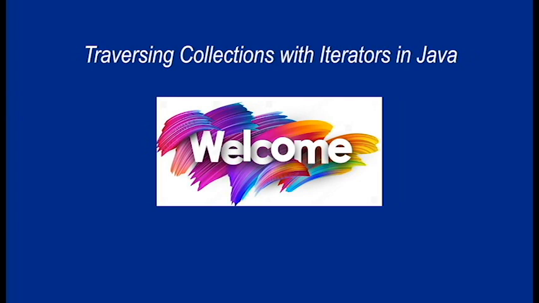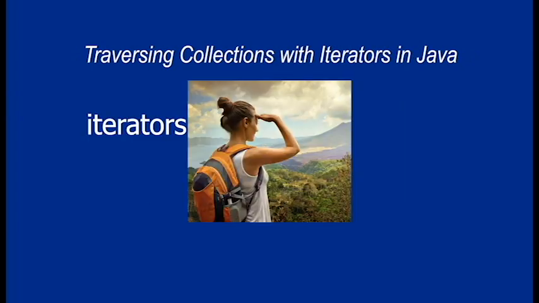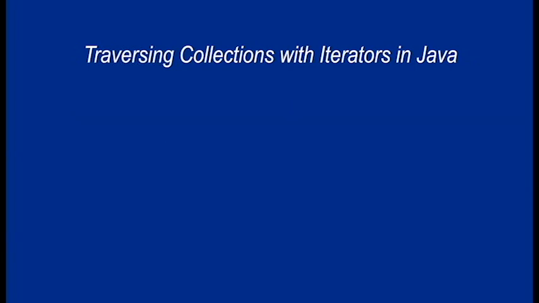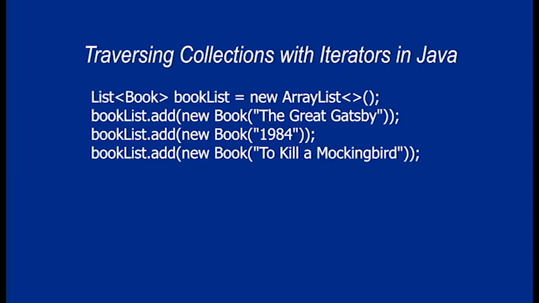Today, we're diving into a core concept in Java: traversing collections using iterators. We'll explore how iterators work and look at some practical examples. So, let's get started. Setting up the collection. First off, let's create a simple collection. For this example, I'm going to use a collection of book objects backed by an array list. Let's go ahead and populate our list with a few book titles.